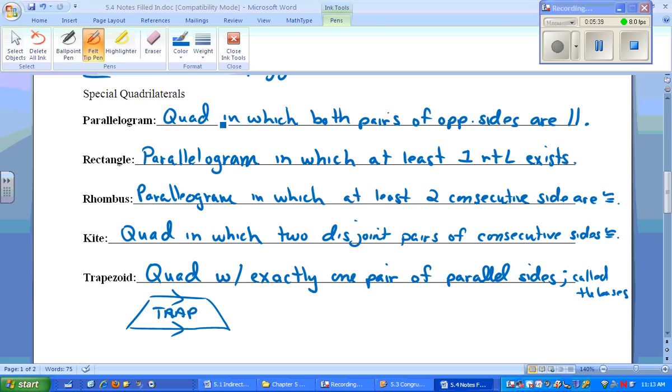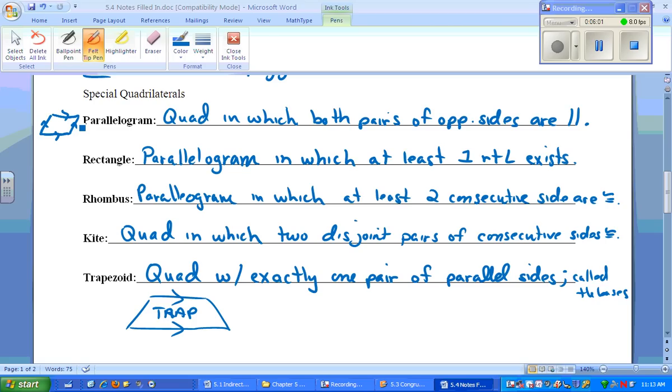We have a parallelogram. A parallelogram is a quadrilateral in which both pairs of opposite sides are parallel. So it's a four-sided figure. Both pairs, so these sides are parallel, these sides are parallel, that would be a parallelogram. There are a lot more things that consist of in there, and that's when this chart comes in that you'll be able to fill out.